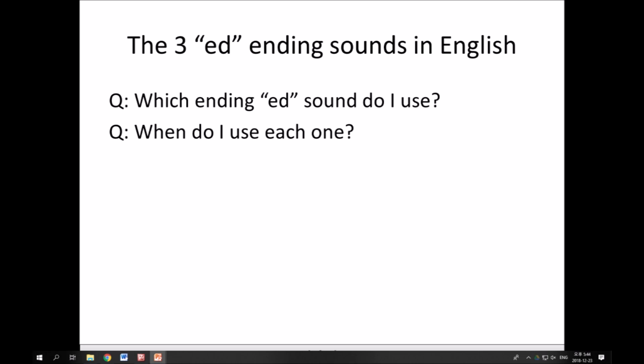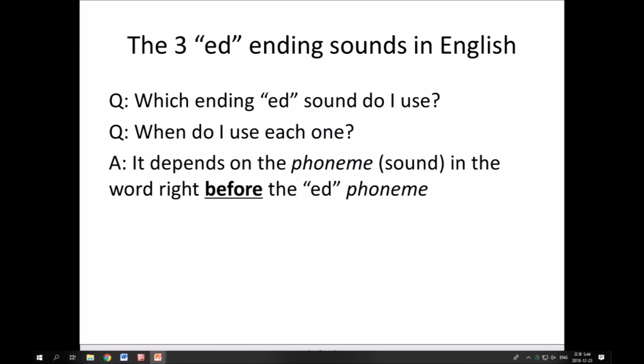Which ending ED sound should I use, and when do I use each one? You're probably wondering these things. And the answer is that it depends on the phoneme, or the sound, in the word right before the ED ending.